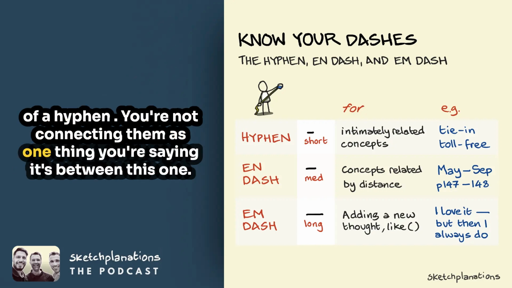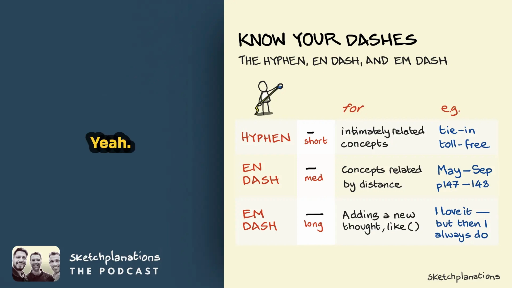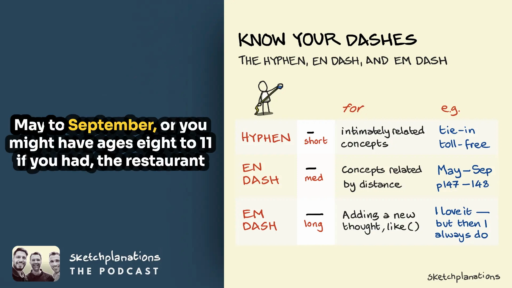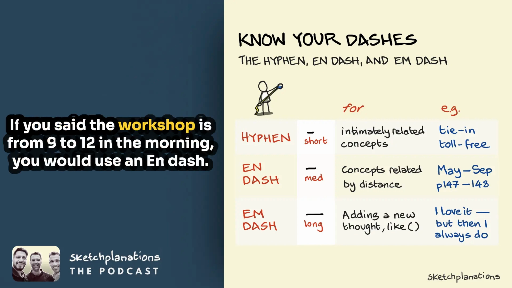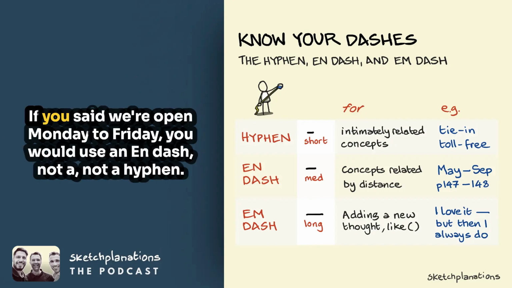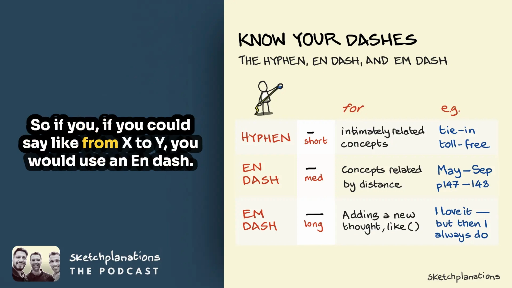You're not connecting them as one thing. You're saying it's between this one and this one. Yeah. Same with May to September, or you might have ages 8 to 11. If you had the restaurant meals are £20 to £30, you would use an N dash. If you said the workshop is from 9 to 12 in the morning, you would use an N dash. Okay. If you said we're open Monday to Friday, you would use an N dash and not a hyphen. So if you could say like from X to Y, you would use an N dash.